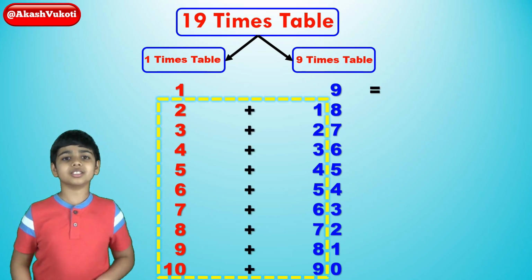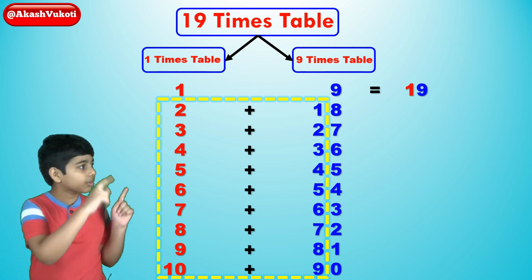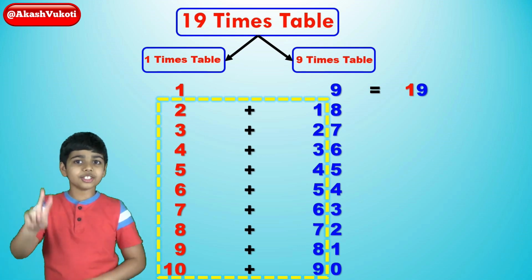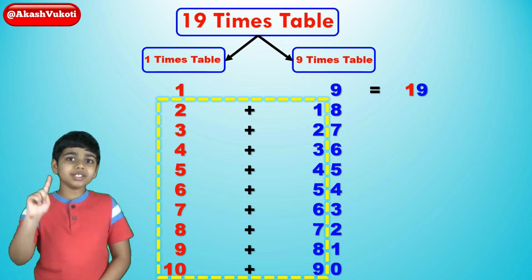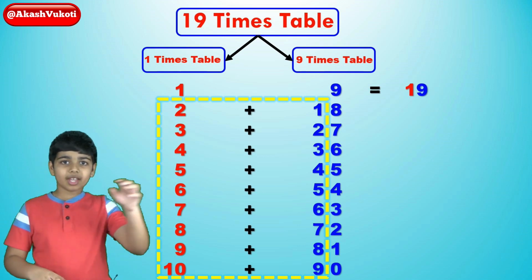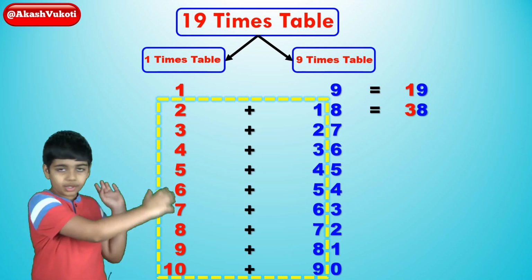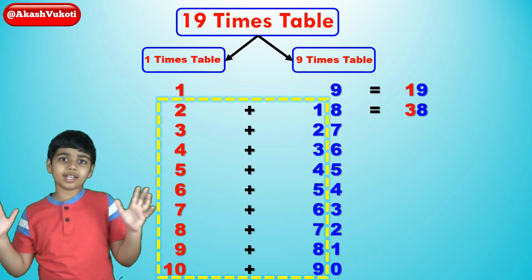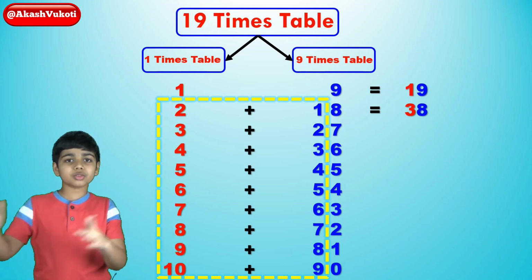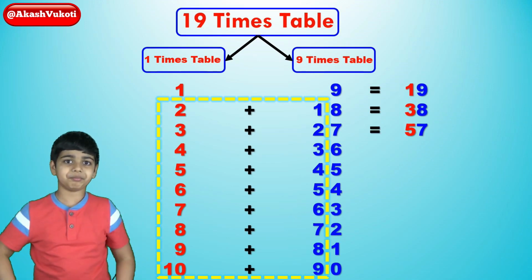19 times 1, that's 1, 9. It's 19. 19 times 2, look at this, it's 2, 18. 18 is 2 digits. We only have space for 1 digit at the end. So just take the 1 from 18, add it to the 2 to get 3. So 38. And all of them in this box right here, those ones will get added together. So 19 times 3, 3, 27. 3 plus 2, 5, so we get 57.